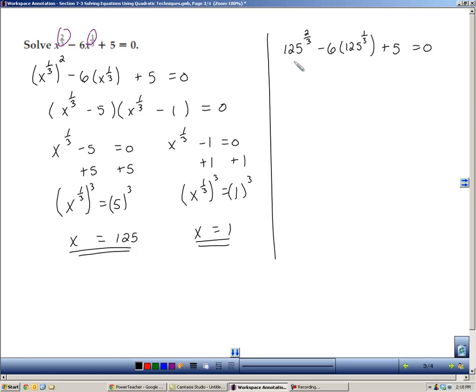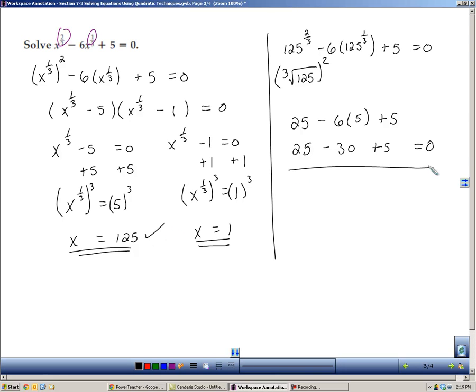So plugging them back into the original, remember that the 1/3 power is really the cube root of 125, and then the square just means to square that. Well, the cube root of 125 is 5, and 5 squared is 25. Minus 6 times 125 to the 1/3 power is a 5. And let's see what this is. So 25 minus 30 plus 5 does equal 0. So that's one of my solutions that checks out.